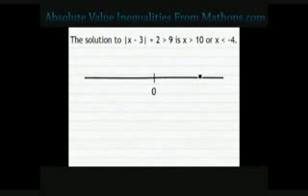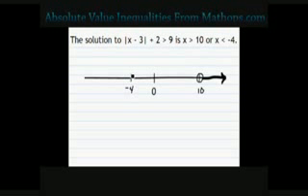To graph it, put an open dot at 10 and draw the arrow heading toward the greater numbers. And an open dot at -4 with the arrow heading toward the smaller numbers.